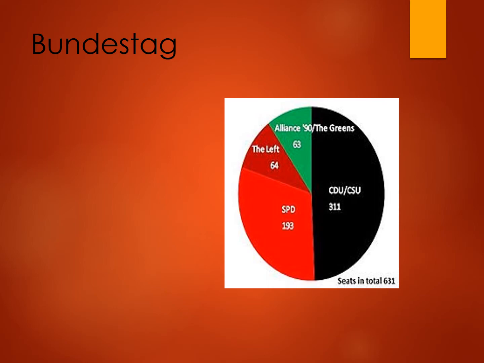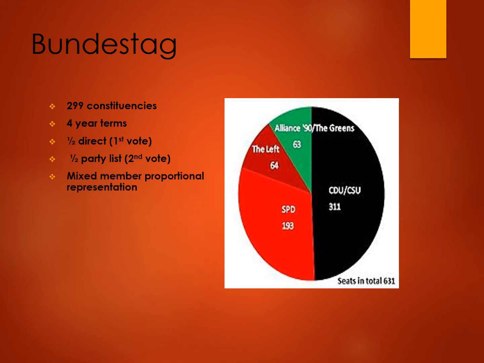The lower chamber, or the Bundestag, is elected. There are 299 constituencies for 4-year terms. However, half of the representatives are elected directly, this is known as the first vote, and half the representatives are elected from a party list, or the second vote. This system is therefore called the mixed member proportional representation system.